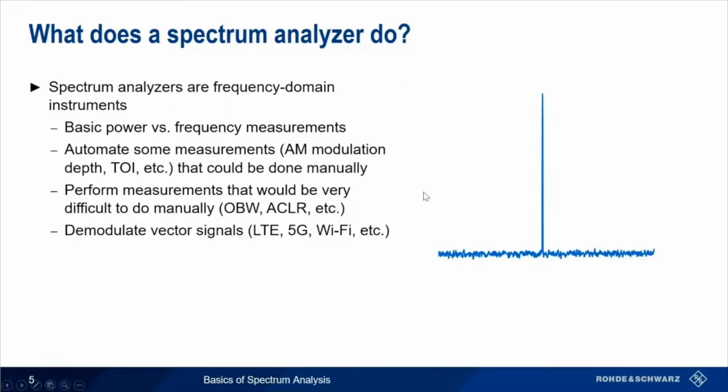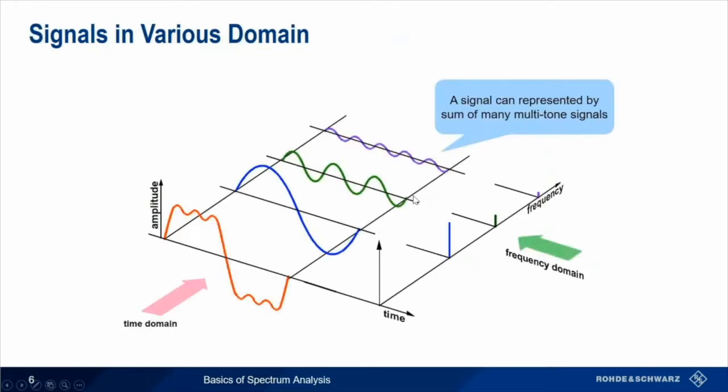All right, so I mentioned earlier that we'll tie this back to oscilloscopes, and we'll talk a little bit about the differences as well, but most people are pretty familiar with oscilloscopes, and an oscilloscope shows you the signal in the time domain. And so what you see in the time domain is the waveform over time. And as we all know, waveforms are made up of a number of different multi-tone signals. And that's really where the spectrum analyzer comes into play.